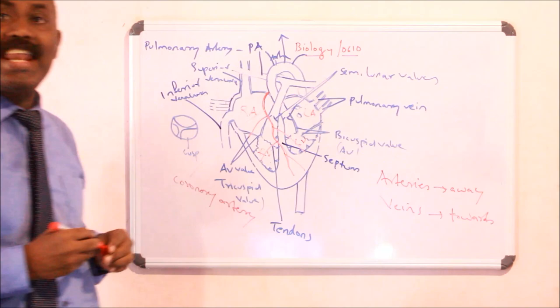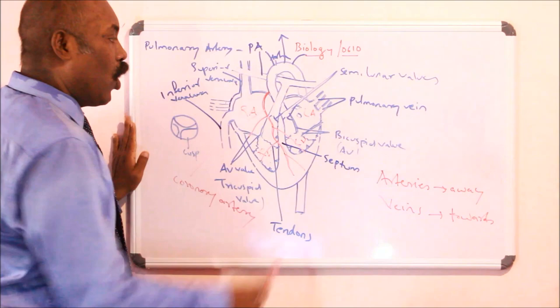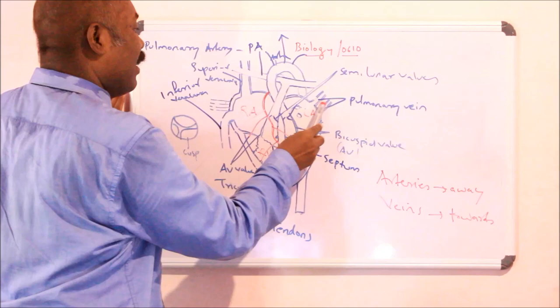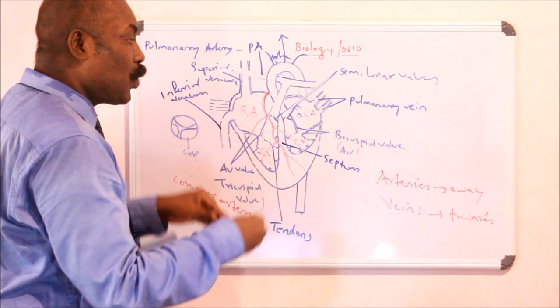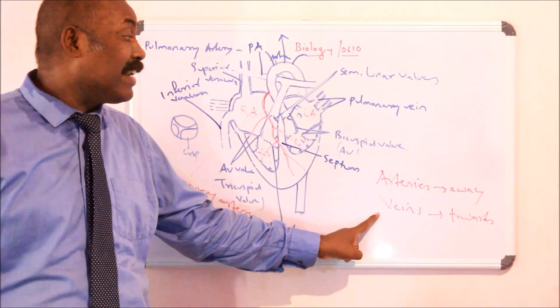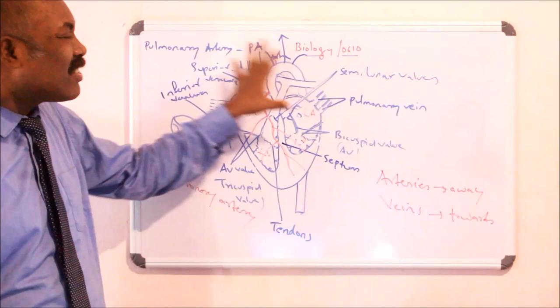Arteries carry blood away from the heart. Pulmonary artery going to the lungs. Aorta going to the different parts of the body. Pulmonary vein coming towards the heart. The vena cavas coming towards the heart. So this is very important. Arteries carry blood away from the heart and veins carry blood towards the heart. So that's all about the structure of the mammalian heart.